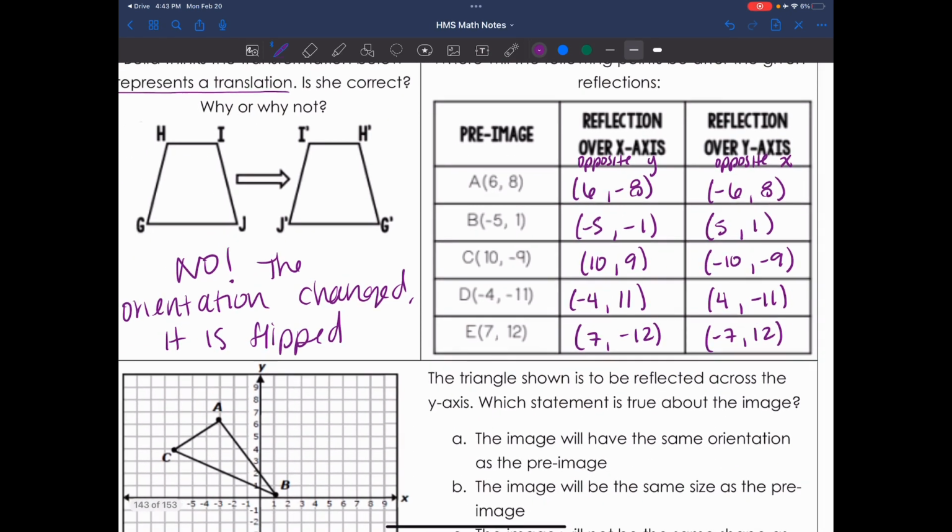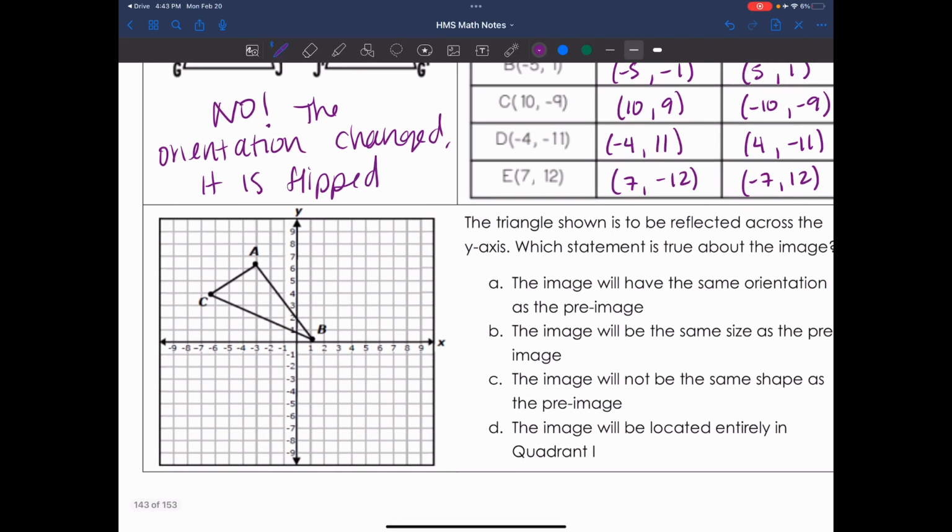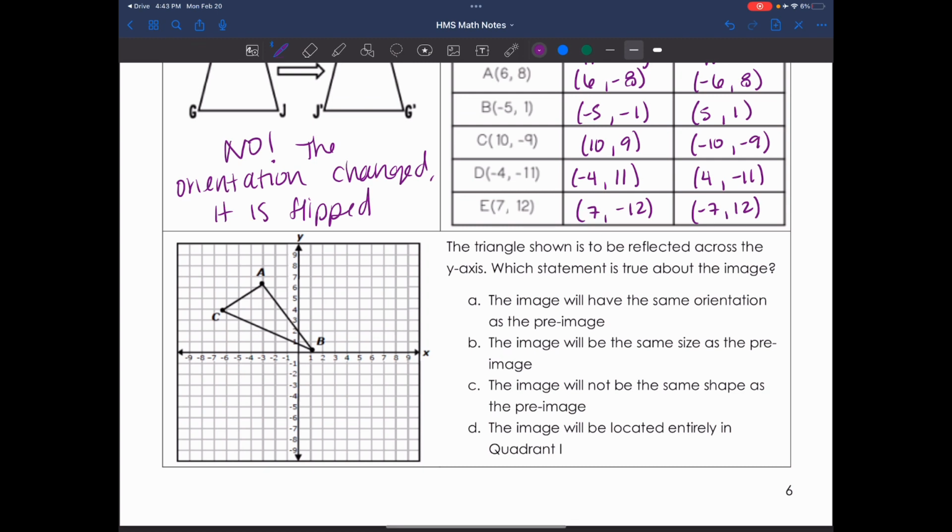Easy. Now we're going to practice it with actual images. So this triangle is to be reflected across the y. What are we taking the opposite of? Yup, the x. Easy peasy. So I'm just going to write the ordered pairs down. A is at negative 3, 6. So if I'm going across the y, I'm finding the opposite of the x, which means 3, 6.